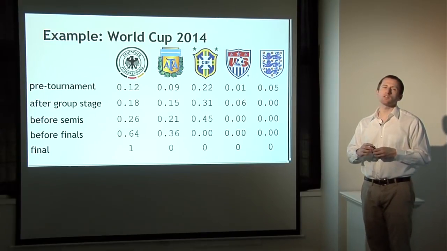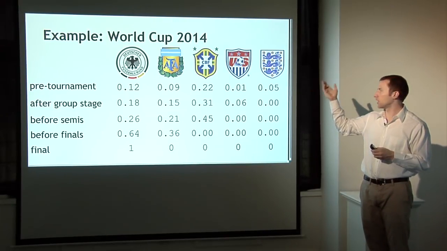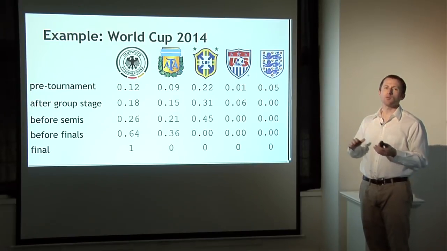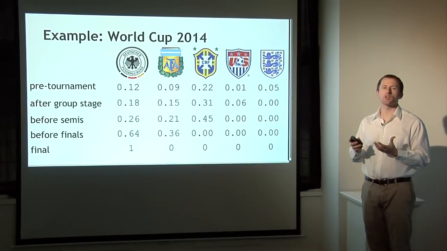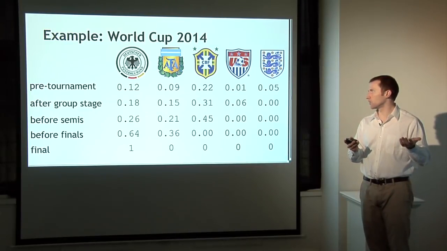But the most important insight here is that one way to profit certainly would have been to buy shares in Germany at the beginning for 12 cents and hold them all the way to the end, in which case you would make $1. And that would be basically equivalent to traditional sports betting, where you place a bet before the tournament starts that Germany is going to win.